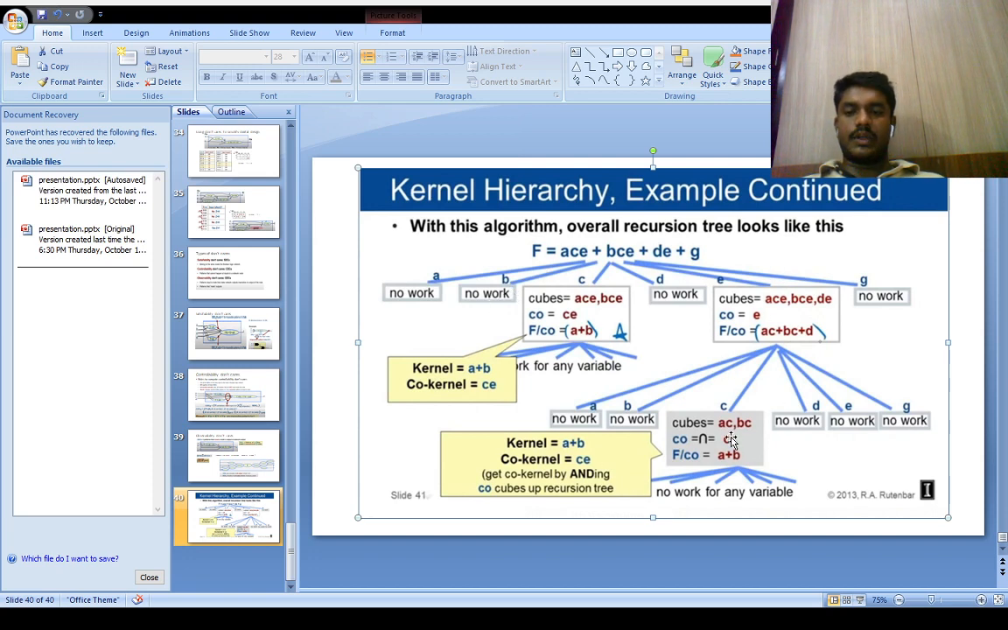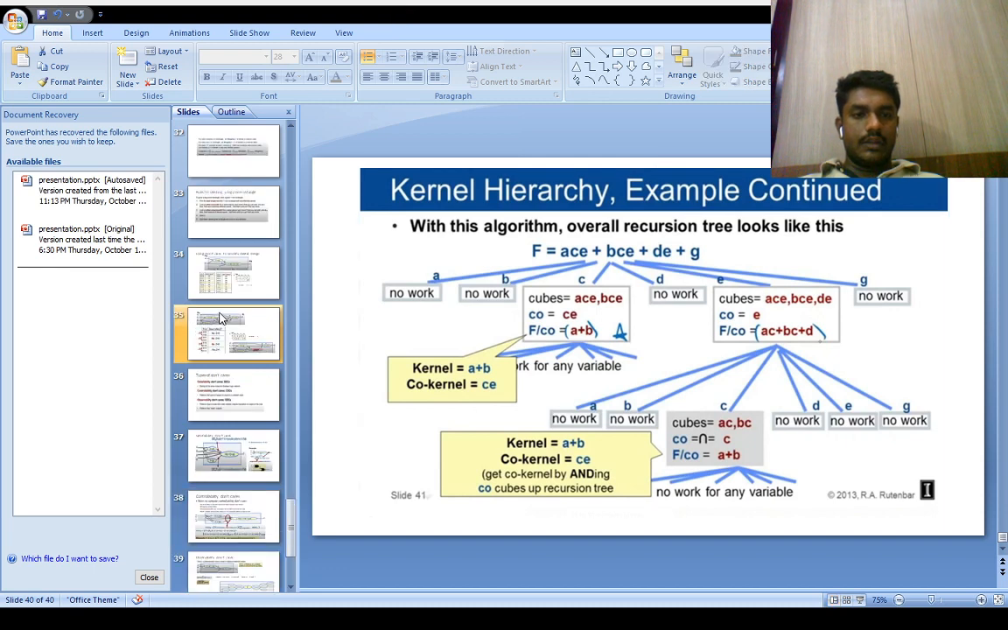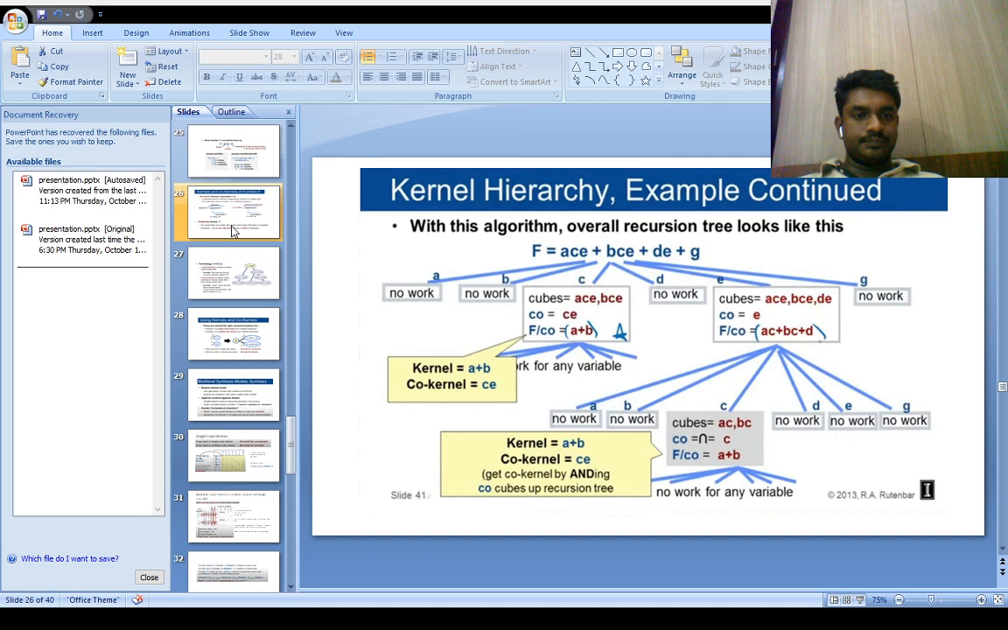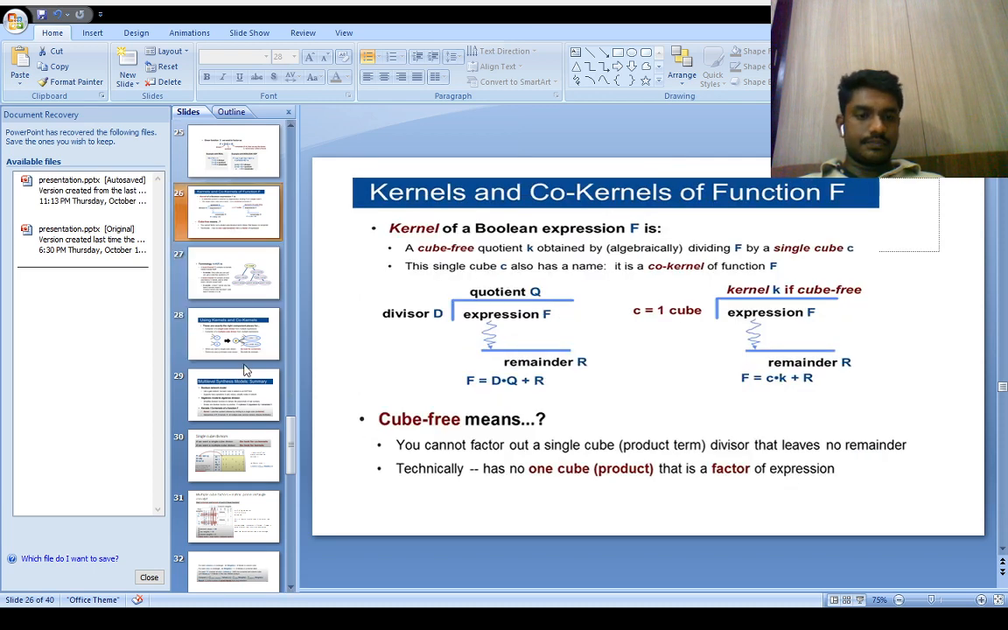Like this we use kernel and co-kernel, and the method goes recursively, and finally we get a final SOP, which is very easy for solving the Boolean expression with the help of kernel and co-kernel. So co-kernel and kernel are useful to us in solving problems. As I already said, cube free terms are the terms which don't have product terms, like A plus B plus C, or simply A.